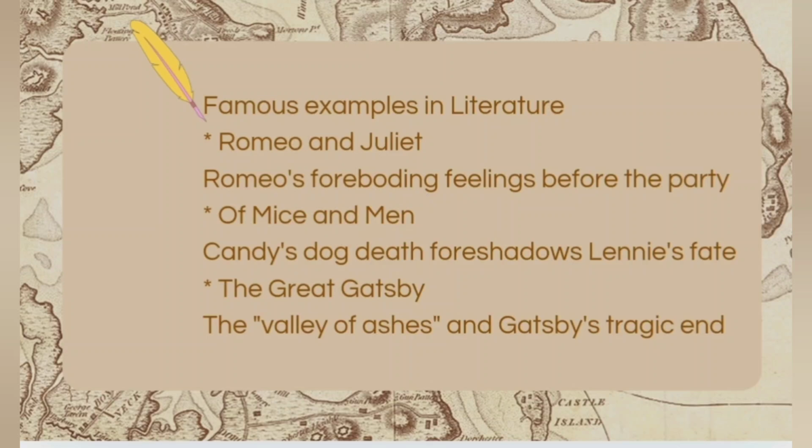Fitzgerald uses foreshadowing in The Great Gatsby to hint at Gatsby's tragic end. Early in the novel, Nick Carraway mentions the ominous Valley of Ashes, which later becomes the site of Gatsby's demise. Additionally, the green light that Gatsby gazes at throughout the novel symbolizes hope, but ultimately represents unattainable dreams.